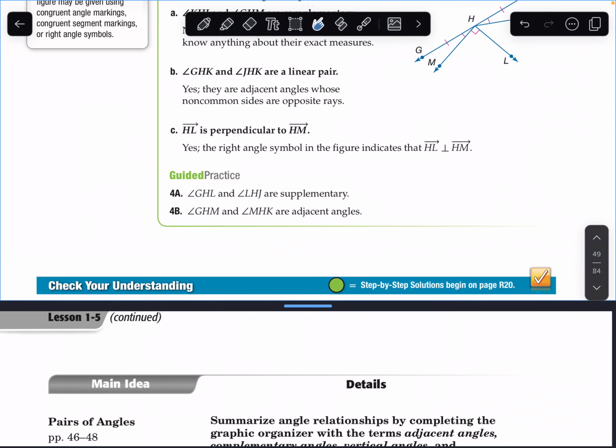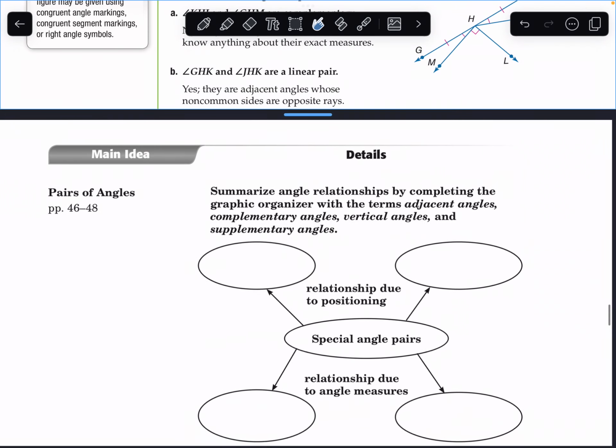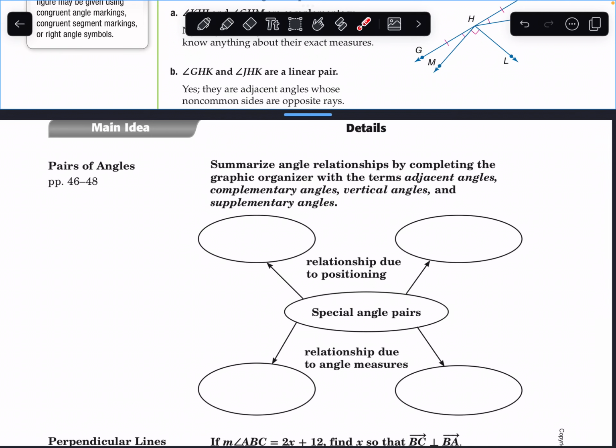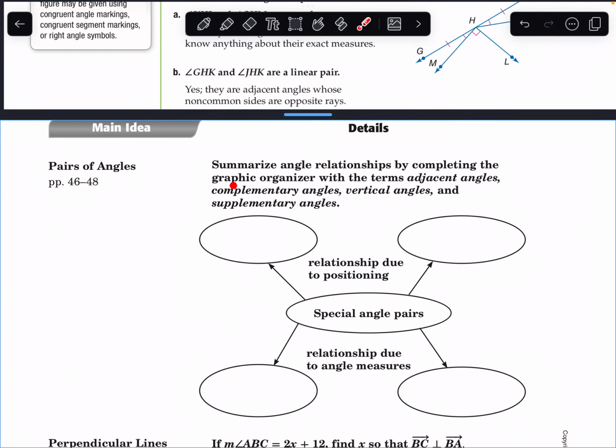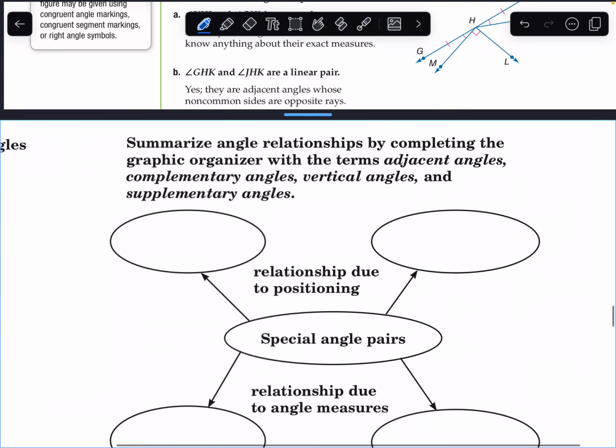So let's fill out our main idea. Here we are going to summarize angle relationships by completing the graphic organizer with the terms adjacent angles, complementary, vertical, and supplementary. What do we have? We have 4 special angle pairs, 2 of them due to positioning, 2 due to their measures. Due to position, that would be the adjacent.